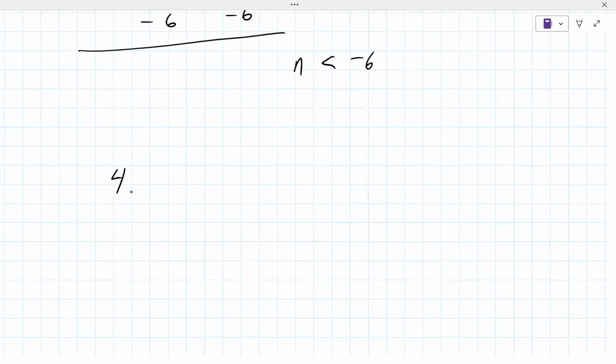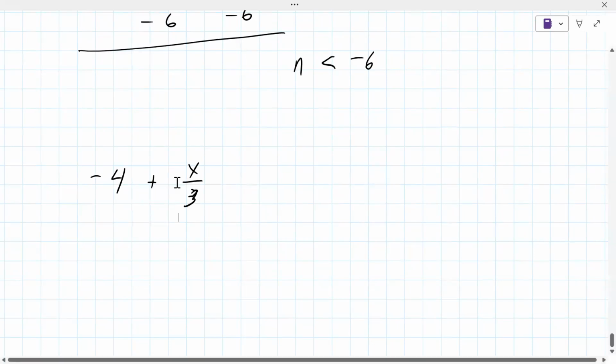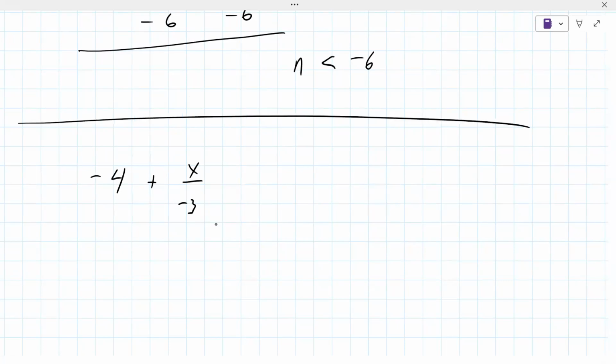We'll make this one not too bad. X over 3... sorry, that's terrible. Let me make that better. X over -3 less than -3. Yeah, like that. Okay, give this one a try. It's okay to multiply everything by the bottom. You just have to make sure you multiply everything and flip the sign, flip the inequality.